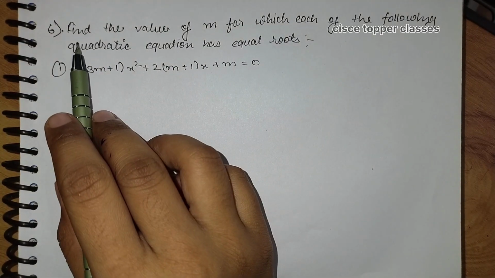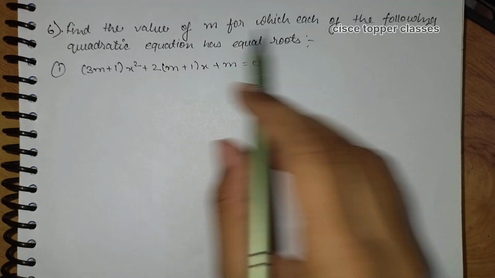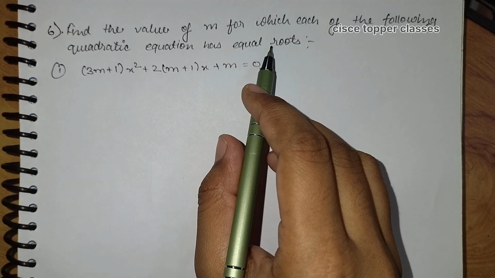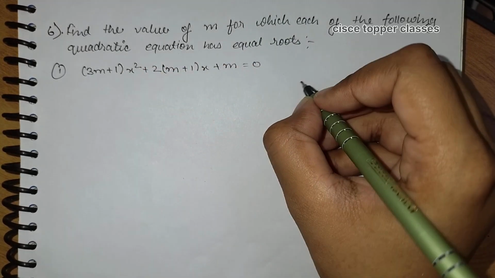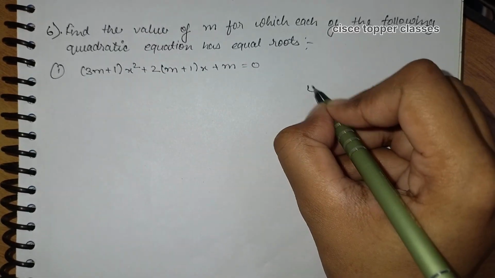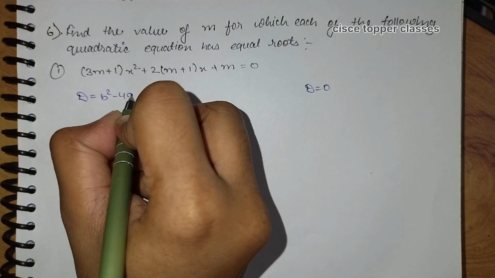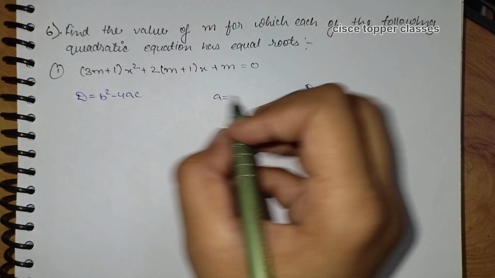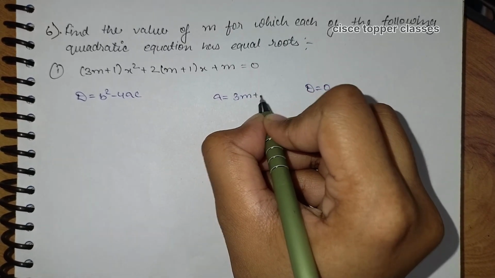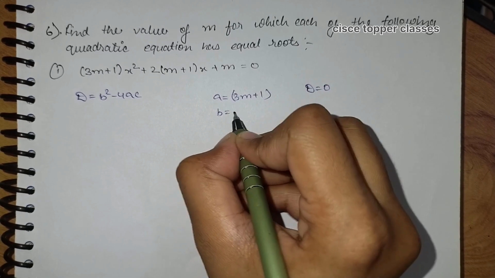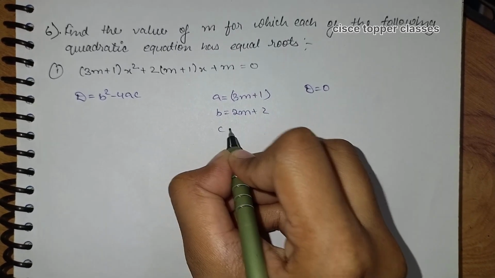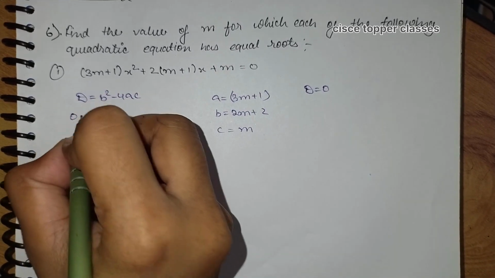Now let us solve this question here. We have to find the value of m for which each of the following quadratic equations has equal roots. So we know here if this has equal roots, then the value of discriminant will be 0, and the formula for discriminant is b square minus 4ac. We will put the value of all the variables here. A is 3m plus 1, b is 2m plus 2 and c is m here. On putting the value, this is 0.